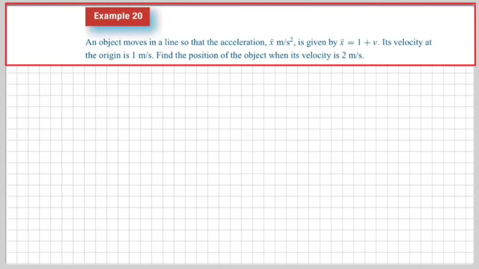Now, let's see if we've got some boundary conditions in this one. Yes, it's velocity at the origin. See, no time there. The velocity when x is 0, in other words, is 1 meters per second. So our boundary conditions here are in terms of x. Velocity when the origin, so when x is 0, v is 1, right? That's definitely a non-time boundary condition.